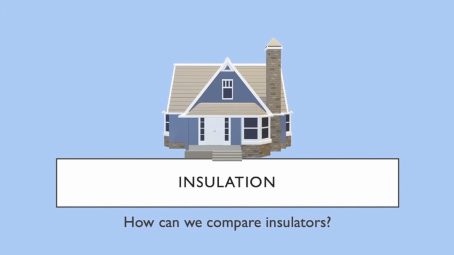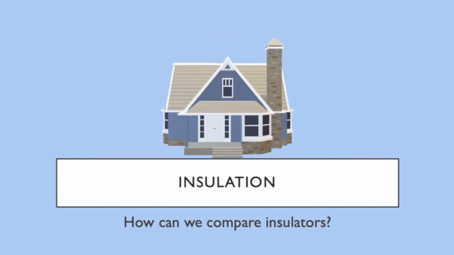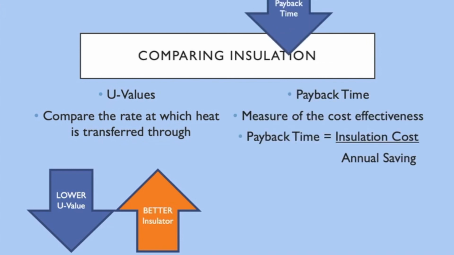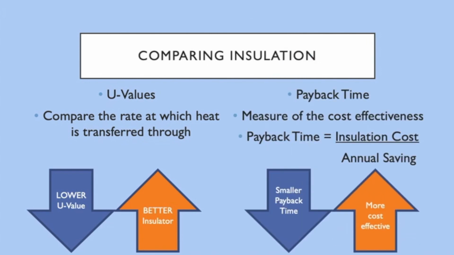So how do we compare insulators? That was the question we started with. Well, there's two ways really. We can use U values, which is looking at the rate at which heat is transferred through them, and the lower the U value, the better the insulator. And then we can look at the payback time, which is looking at the cost effectiveness, and that's the insulation cost divided by how much money you save every year. The smaller the payback time, the more cost effective the insulator is.